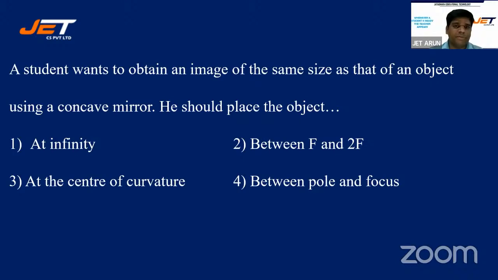For the same size, if it is 4, students think again. Some students are saying 4, not just 1 or 2, many are saying 4 too. Around 5 to 6 students are mentioning it's 4. If it is 4, between pole and focus, you'll get a virtual magnified image for a concave mirror. So how is it the same size as the object?